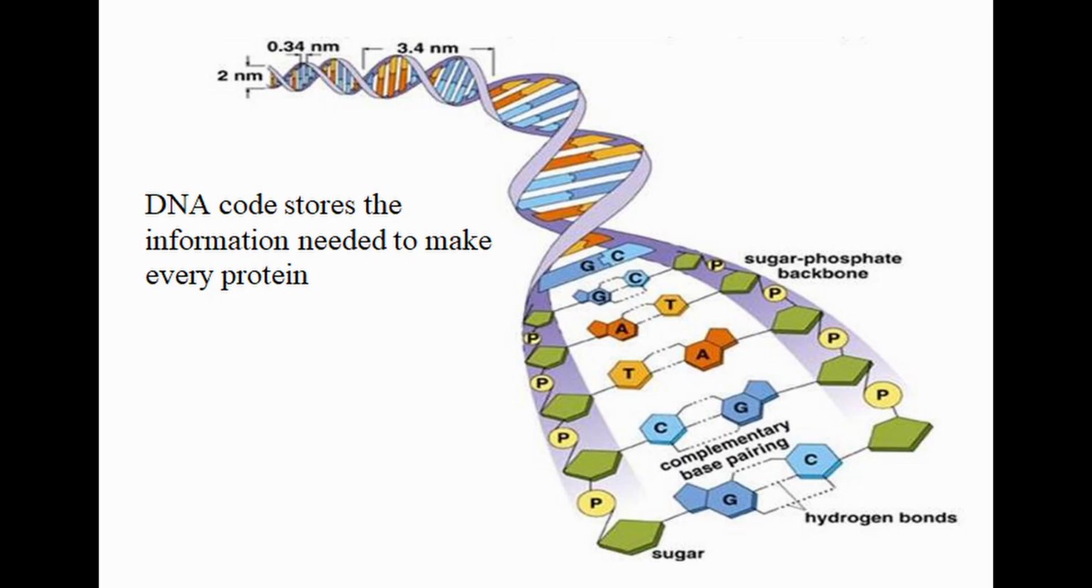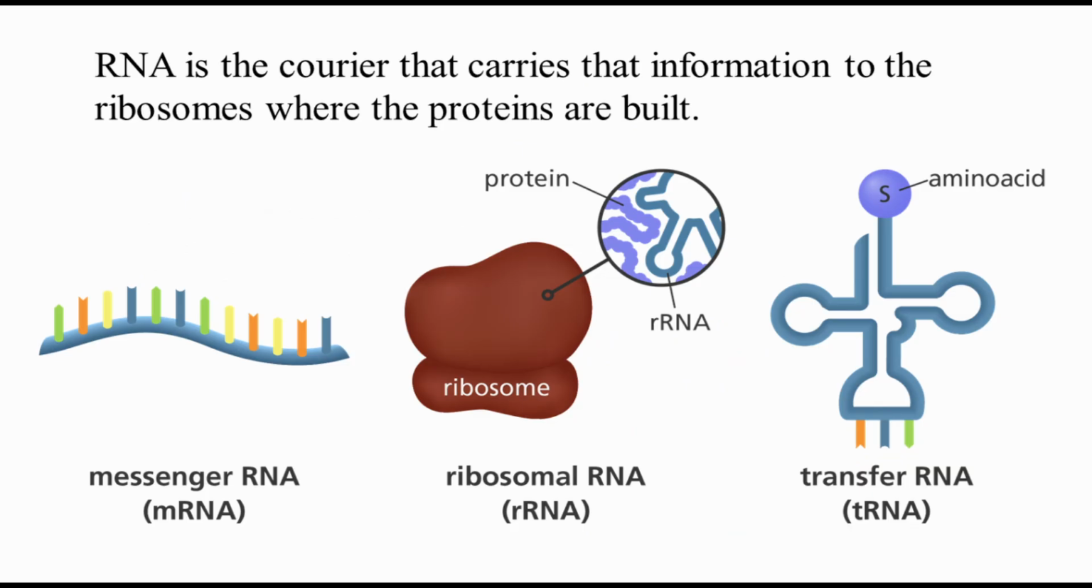We know that DNA code stores the information needed to make every protein or protein enzyme the body needs to build and repair itself. And if DNA is the archive of information, then RNA is the courier that carries that information to the ribosomes where the proteins are built.